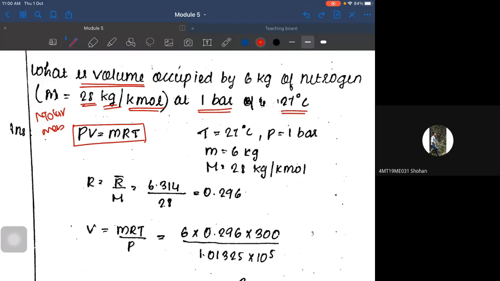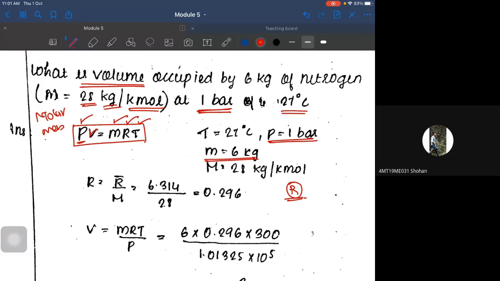For calculation of V, which is your unknown parameter, you must know P, you must know m, you must know R, and you must know T. P has been given directly as 1 bar here. So 1 bar is nothing but 1 into 10 to the power of 5, or 1.01325 into 10 to the power of 5, which is atmospheric. You can just directly write it. That is done. m has been given as 6 kg, no issue. R you must calculate. What is the value of R?